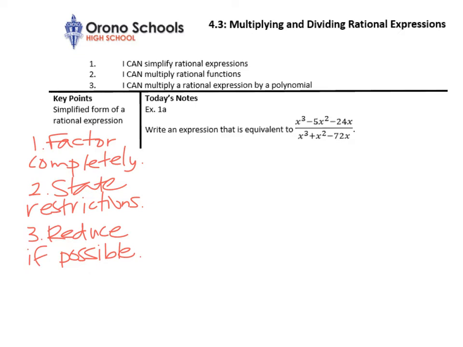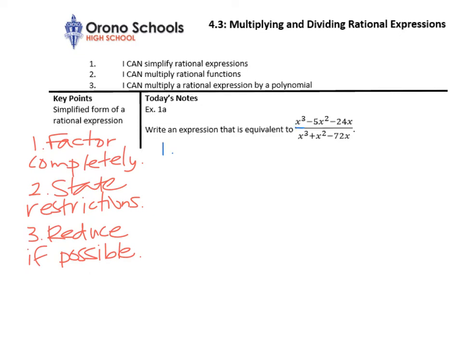Write an expression that is equivalent to x cubed minus 5x squared minus 24x all over x cubed plus x squared minus 72x. Since we have addition and subtraction, we cannot just cancel out terms. It doesn't work that way. If we follow our 3-step process, we should get the correct result every time. Step 1 is to factor completely.